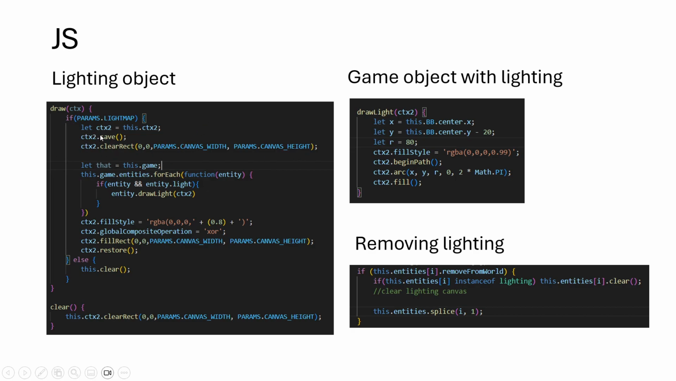It's saving any draw information or settings. That's what save does. And then it loops through each game object and checks if it's an entity and it has light. It's just a boolean value. If it's true, it's going to call the draw light function on that entity, such as here. This is just drawing from the center of the player. This is the player, and it has the radius, and then it's drawing around with the fill style. And note the alpha has to be pretty high because we're using XOR, so it's going to be the opposite when they overlap.